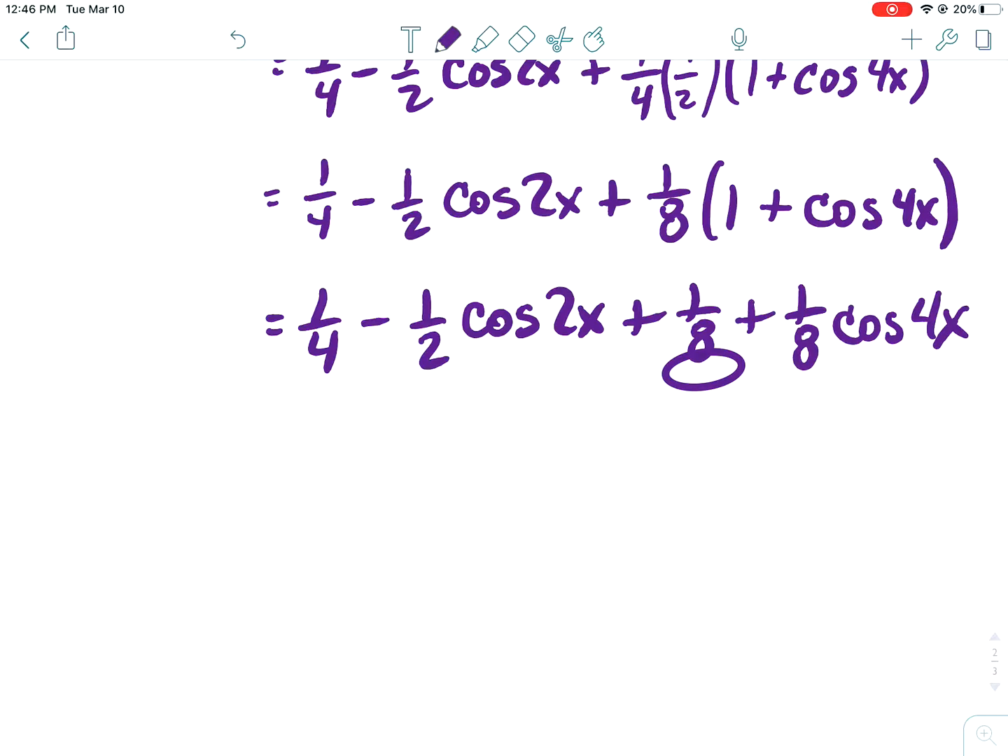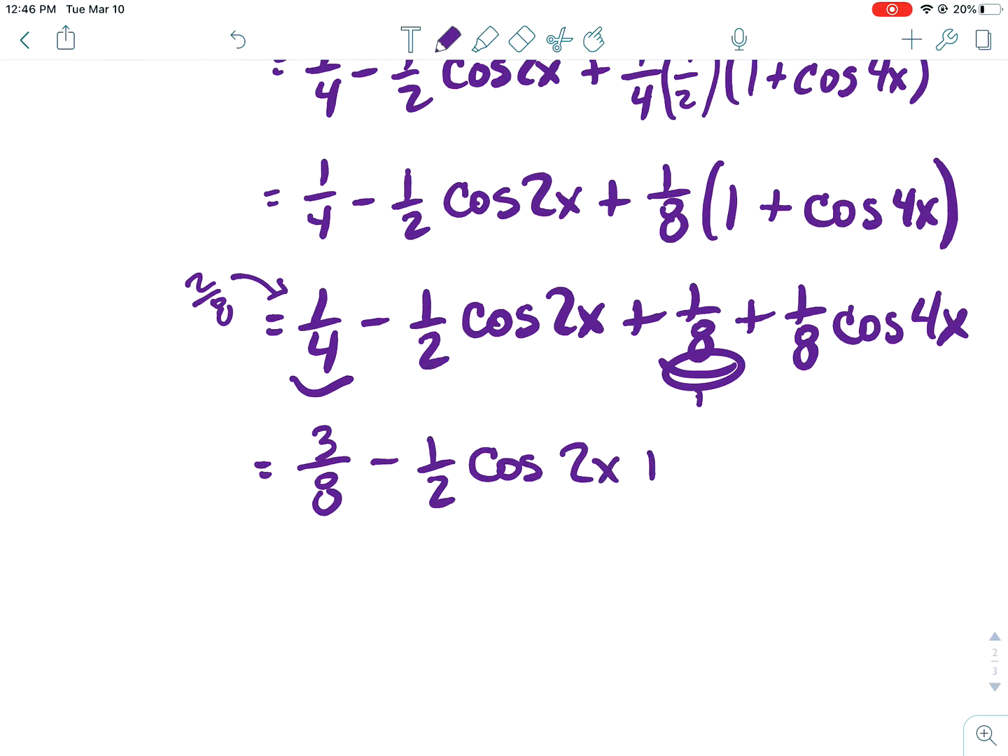All right, and then the only thing we have left to do is an arithmetic part. Is combine those fractions. So we need to add 1/8 and 1/4. So how many eighths is 1/4? 2/8, right? So 1/4 is 2/8. So we're going to add 2/8 and 1/8 and get 3/8.